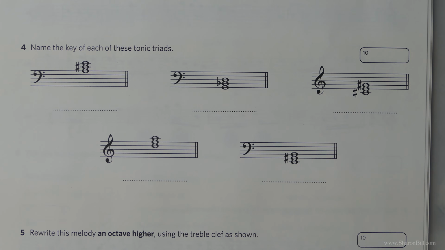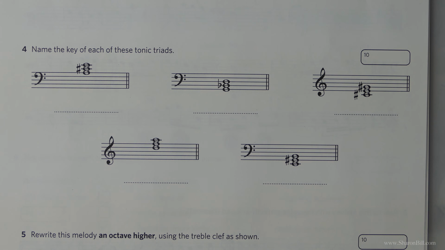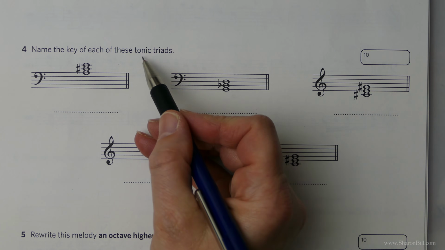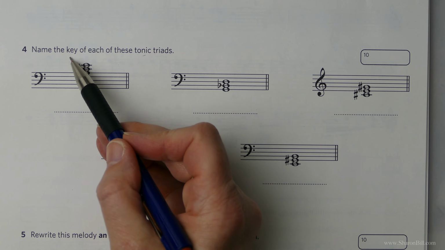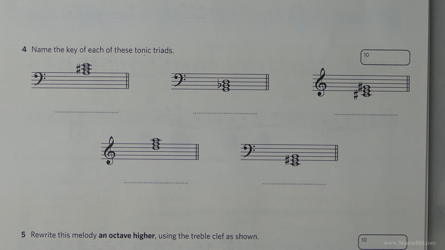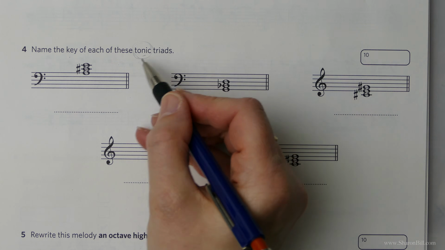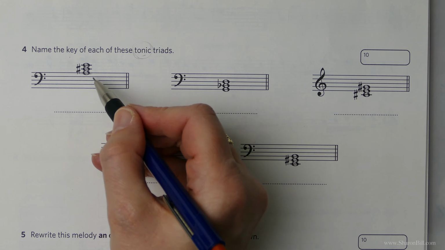So in question 4, again, we've got some key signatures to consider, but this time in relation to tonic triads. So we need to name the key of each of these tonic triads. Watch out for your clef, and it could be major or it could be minor. However, the big clue is that it's a tonic triad, so the lowest note has to be the tonic.